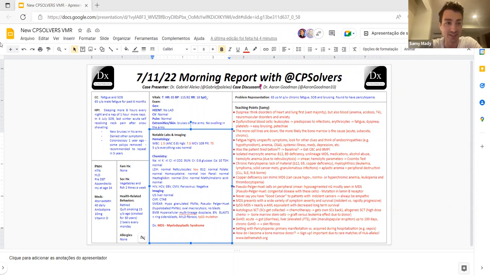And last but not least, and also very important, how do I become a bone marrow donor? Consider signing up. It's important for rare matches of HLA alleles, and the website is www.bethematch.org.